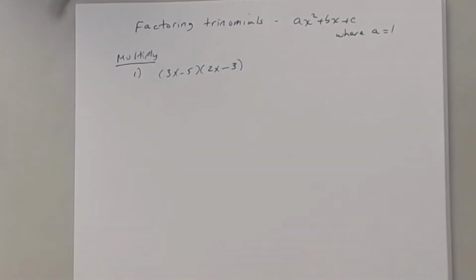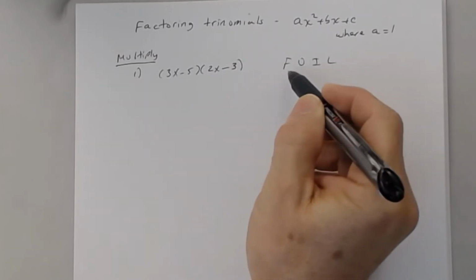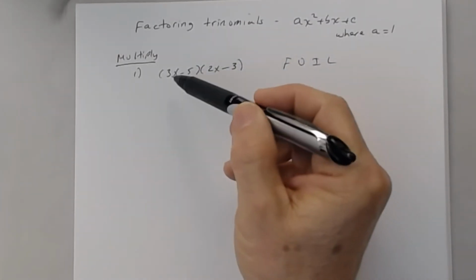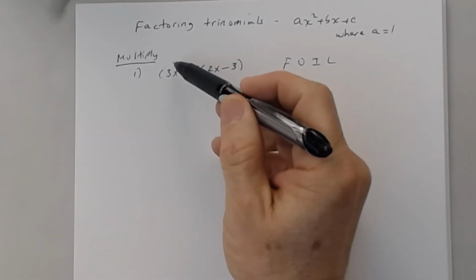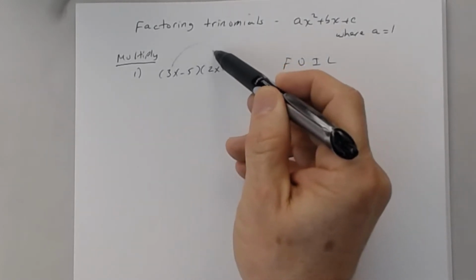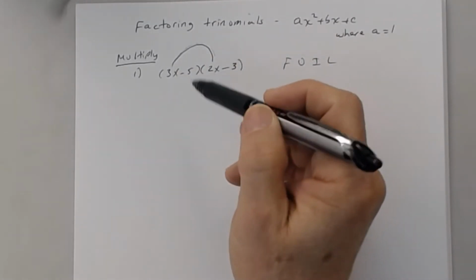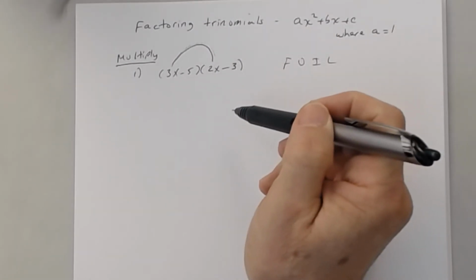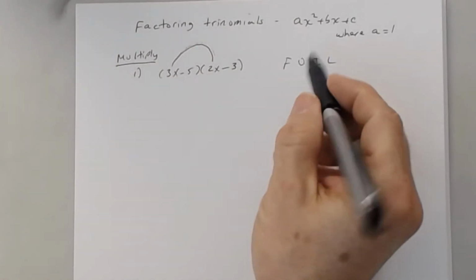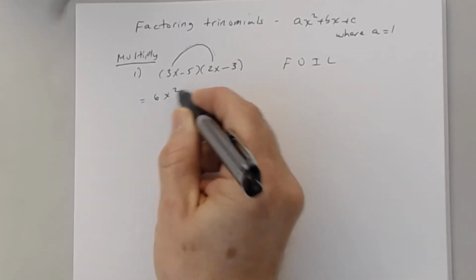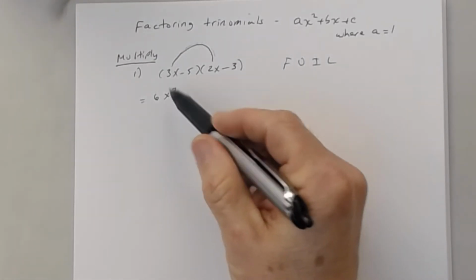And so when I use a FOIL method, remember the F of FOIL means you're going to take the first term of each binomial. So what's the first term of the first binomial? And you're going to multiply by the first term of the second binomial, which is 2x. So you got to remember that 3x times 2x is 6x squared. Okay, not 6x, 6x squared. All right, so I'm going to write 6x squared. So that's my first. So I'm going to end up with 4 terms. Okay, so that's my first term.